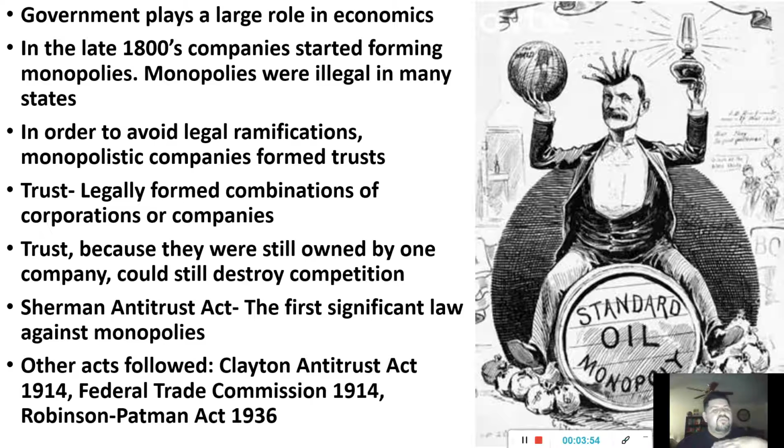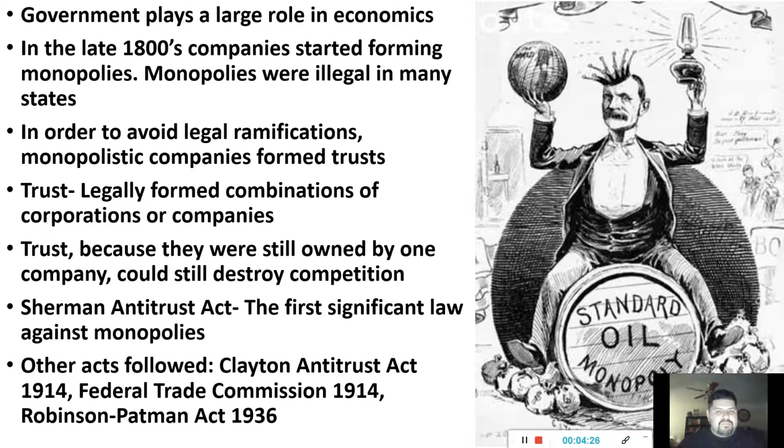In order to avoid legal ramifications, some monopolies decided there were loopholes they could go through. One of them was creating a trust, which is a legally formed combination of corporations or companies. So it's not that we own it, the trust does, and the trust owns different companies. So really, they own the stuff. It's not just one person, not one thing. It's a trust.